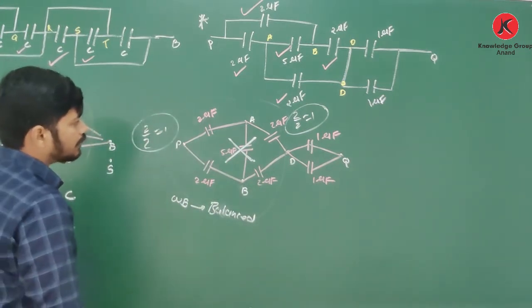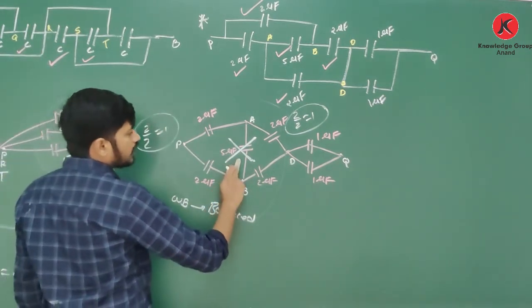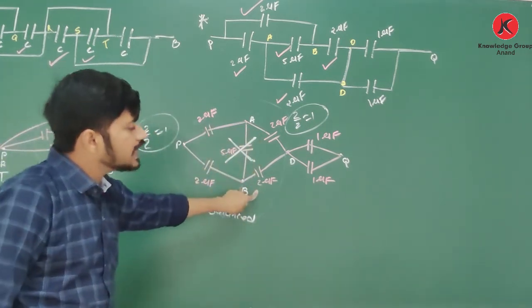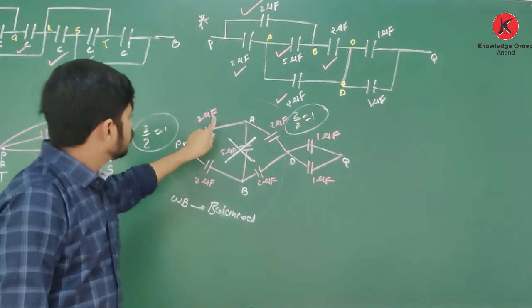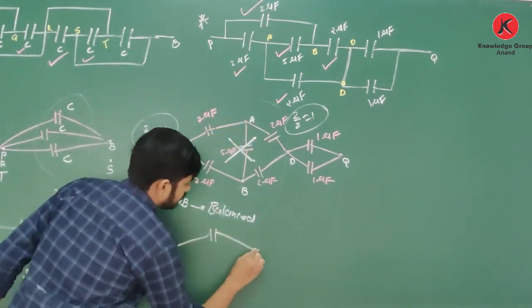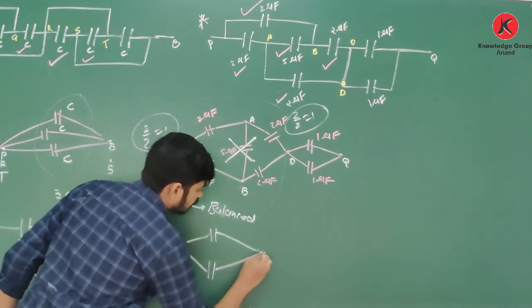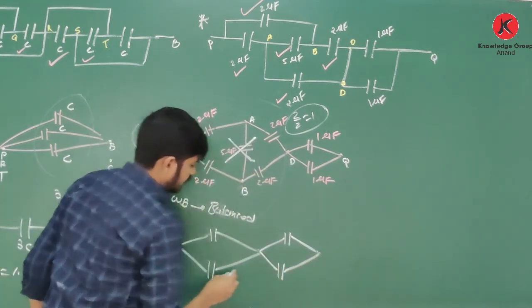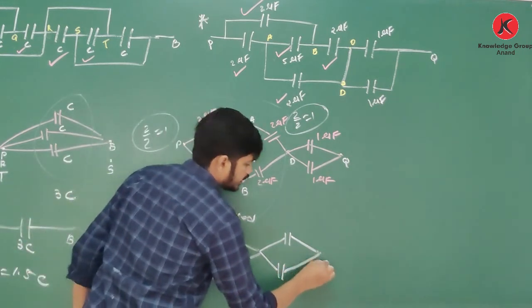Then what is the remaining circuit? So yes, if you ignore this capacitor, this 2 and 2 they are in series. This 2 and 2 they are again in series. So 2 and 2 like this. See, the figure will be like this. It is P. Here it is Q.